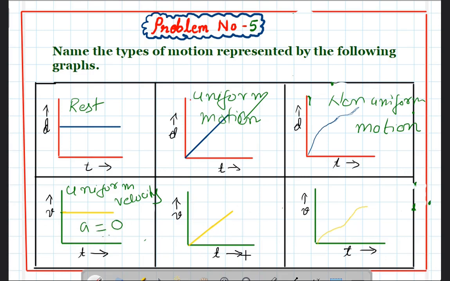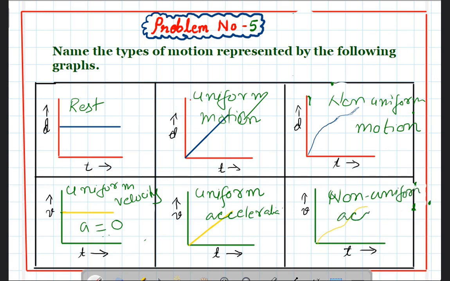Now in the next case, you will see again a velocity time graph, and the graph we are getting is a straight line. So that means it is uniform acceleration, since this is a VT graph. And the last one is non-uniform acceleration. I hope it is clear to everyone.